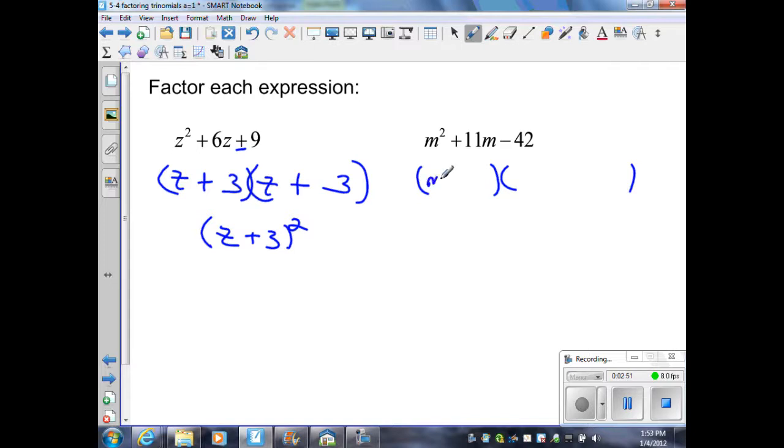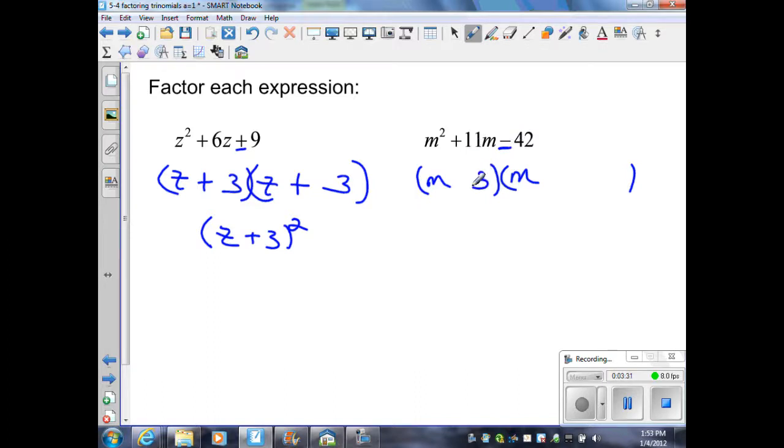M will break up into m times m. This constant is less than 0, so I'm going to need a plus minus or a minus plus, depending on what value is giving me my positive 11. Now I have factors of 42. 1 and 42 is going to give us 42, but not 11. 2 and 21 will get us 42, but not 11. And we also can have 3 and 14, which gives us 42, and when I subtract, will get me 11.